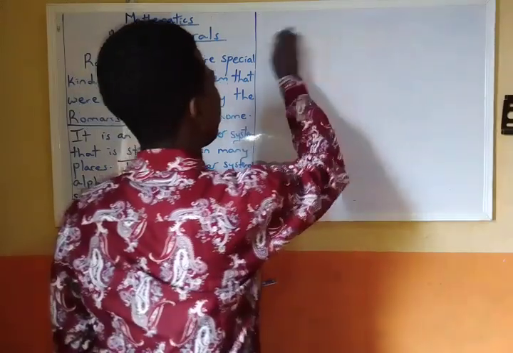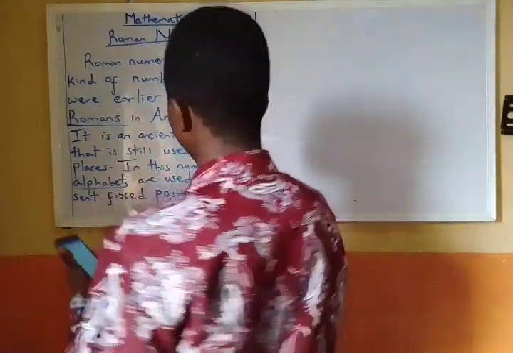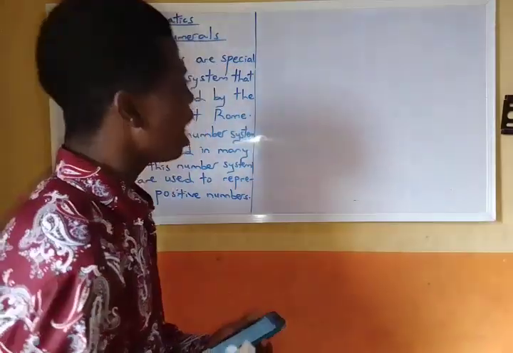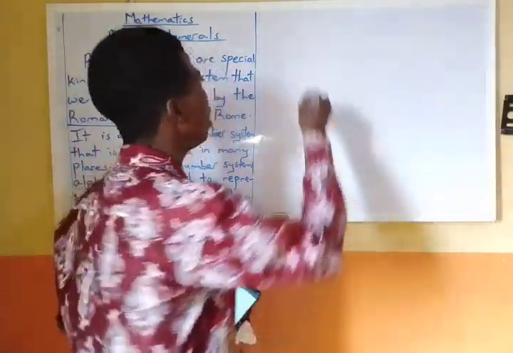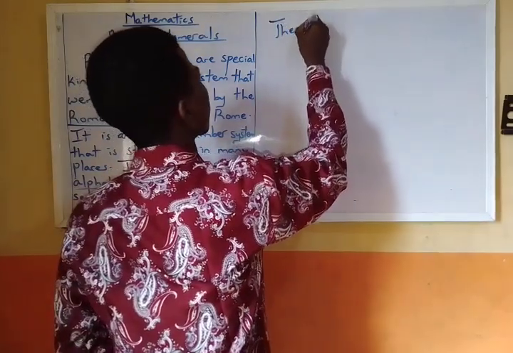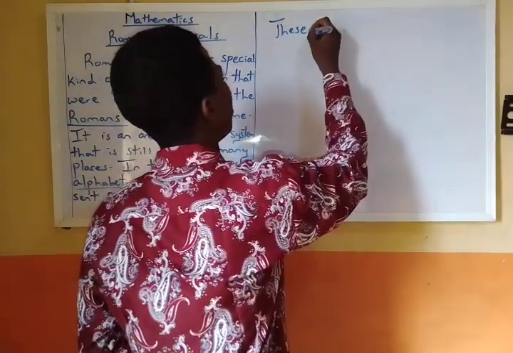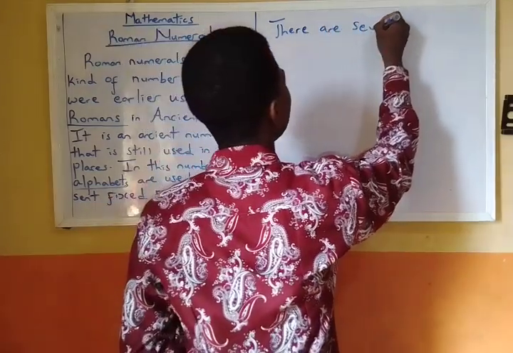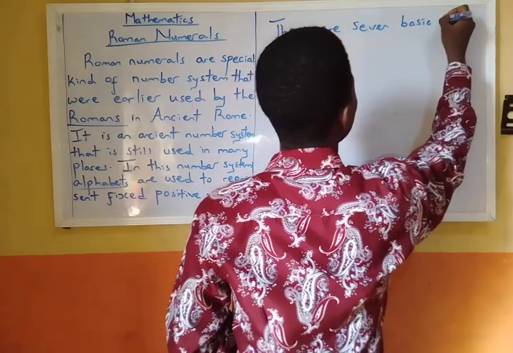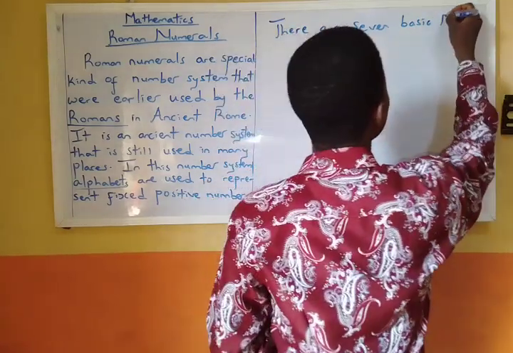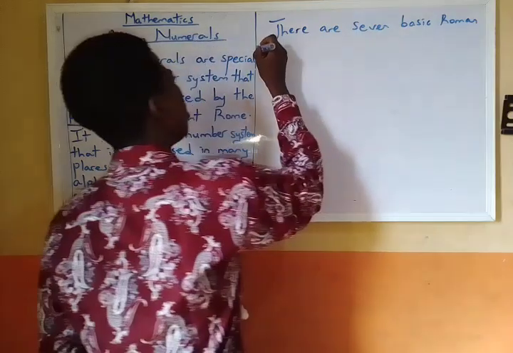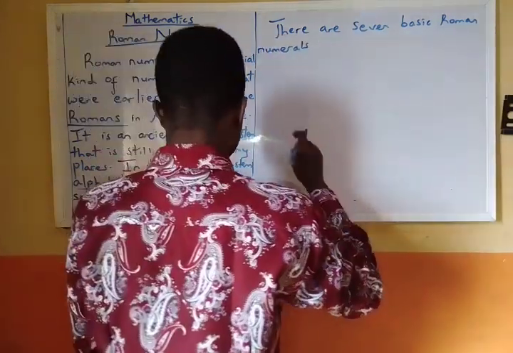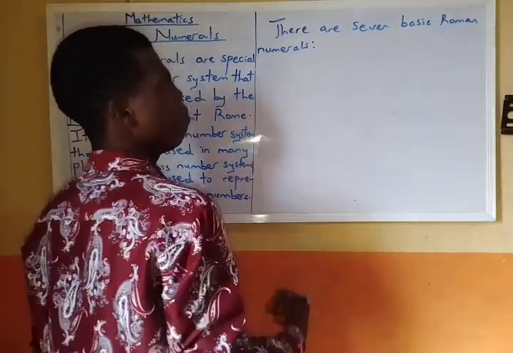Having understood this, let us now go into the teaching properly. Now there are 7 basic Roman numerals. There are 7 basic Roman numerals. Are we together? And what are these 7 basic Roman numerals?